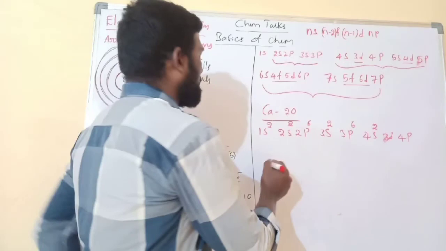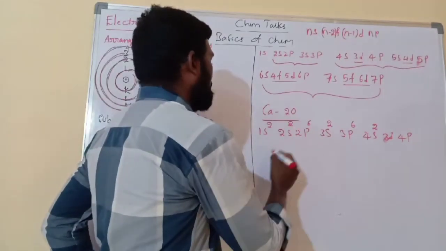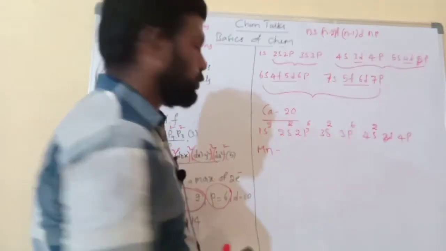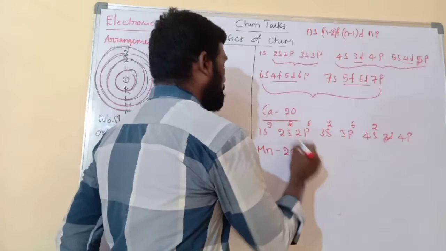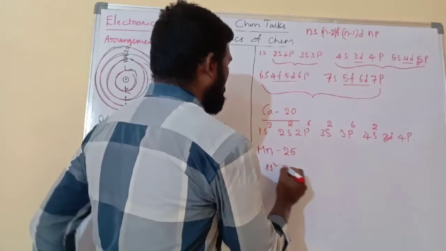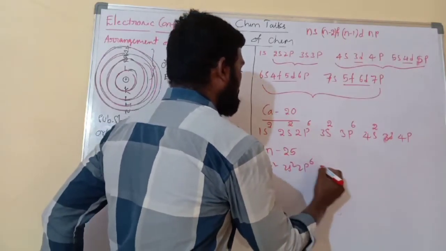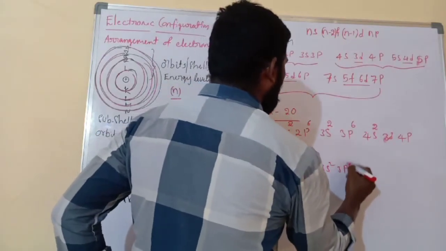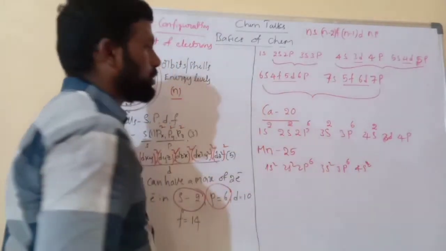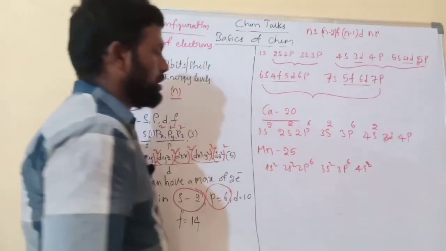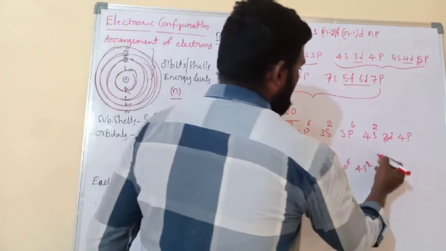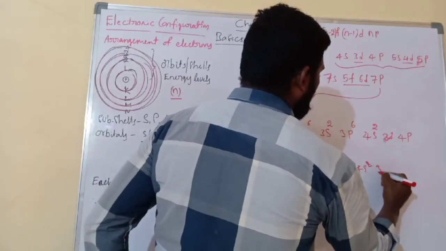If you want to write electronic configurations of some higher element like manganese, whose atomic number is 25, similarly: 1s2, 2s2, 2p6, 3s2, 3p6, 4s2. It is very similar to the above one up to 4s2, means 20 electrons we have placed. Still we have 5 more electrons. Next after 4s, which orbital is there? 3d orbitals are there, 3d.